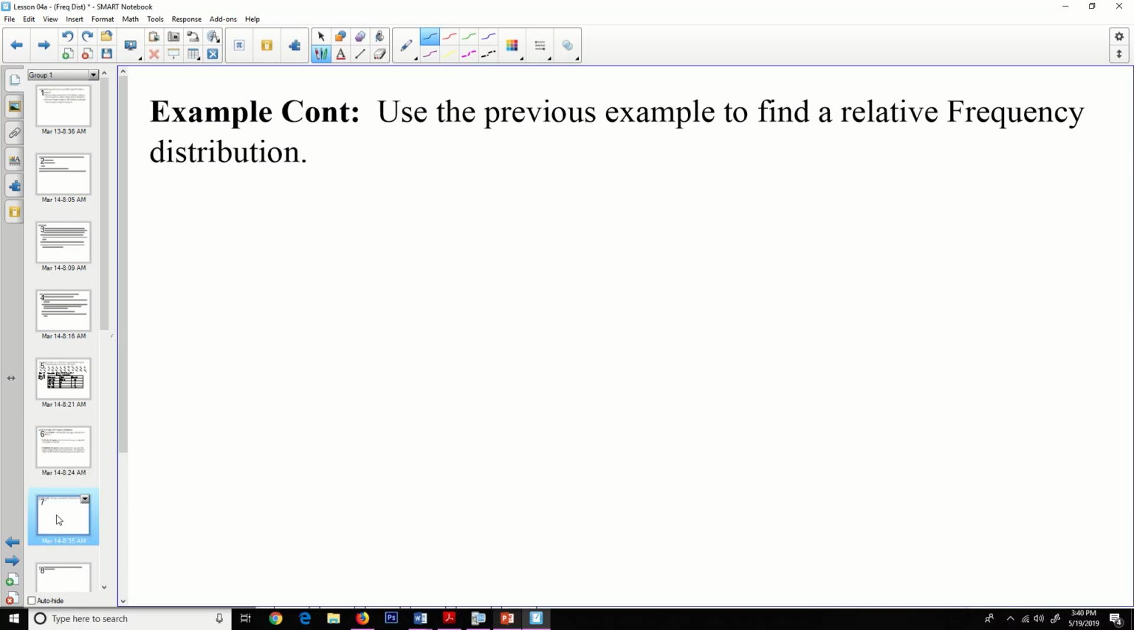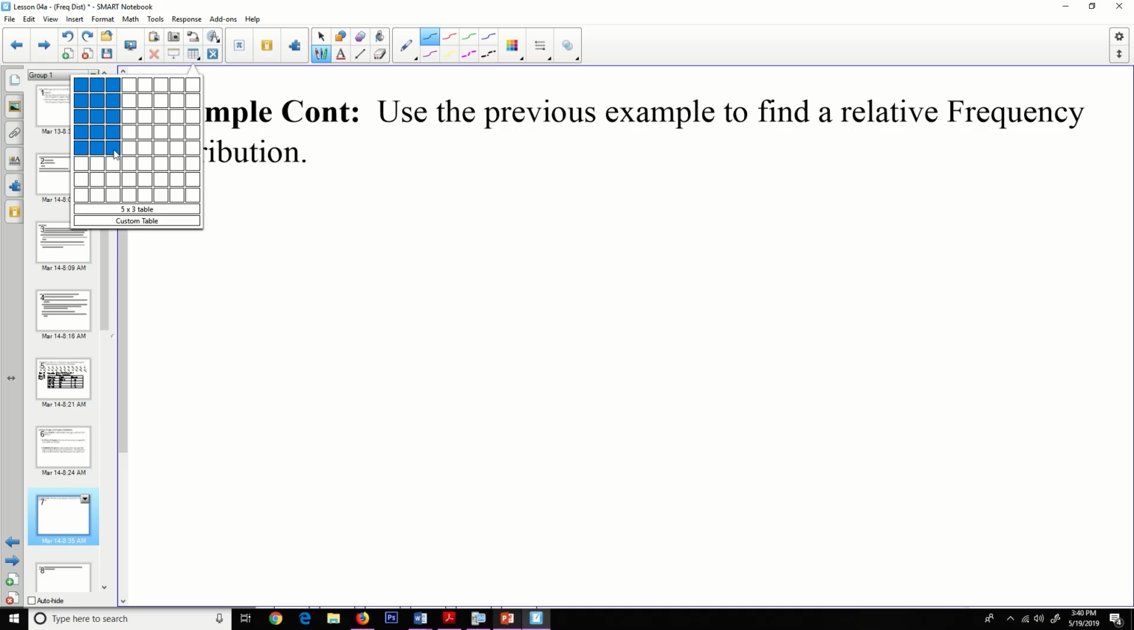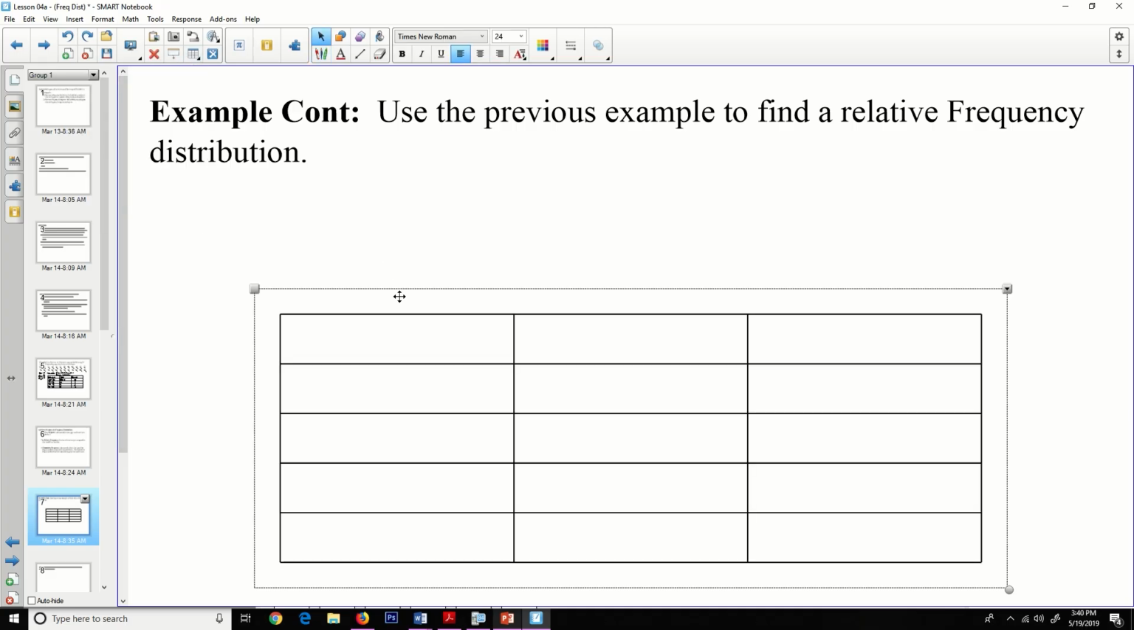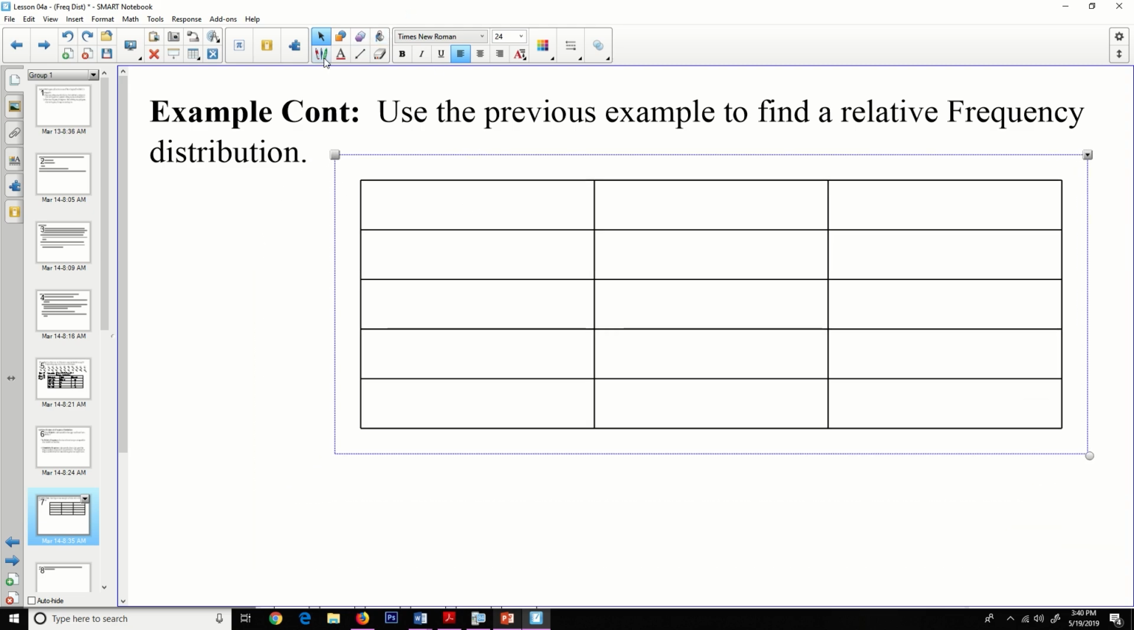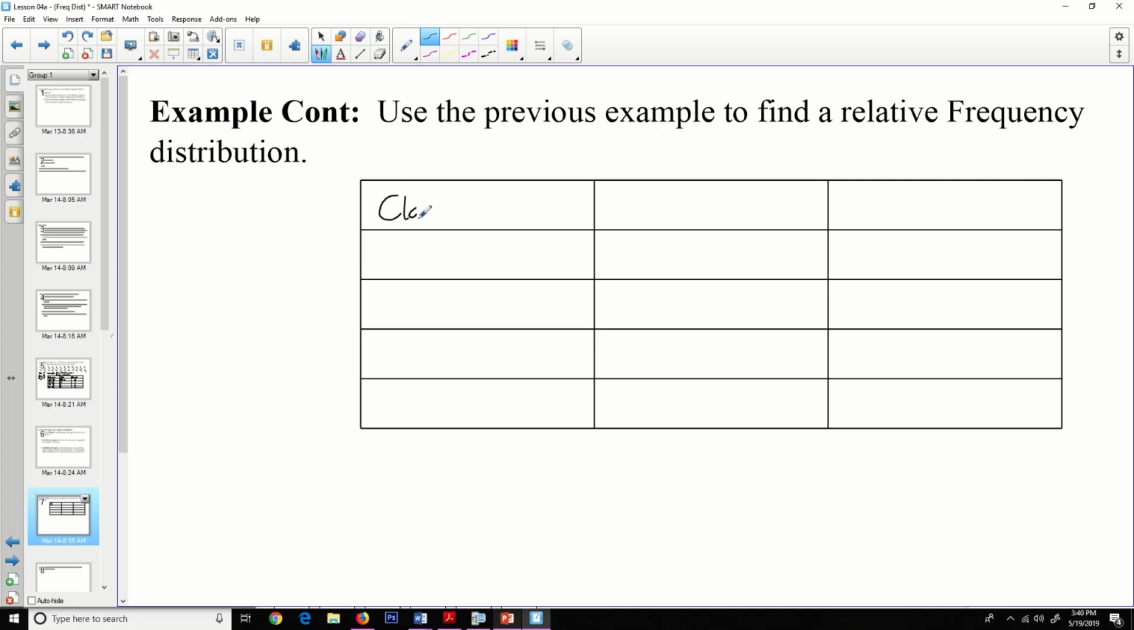All right, so example continued. Use the previous example to find a relative frequency distribution. A relative frequency distribution is going to have, we're going to make a table about the same size. So relative frequency. We're going to have the same class limits, but this time, instead of a tally, we're going to have a ratio. And that ratio is always going to be the frequency over the total.